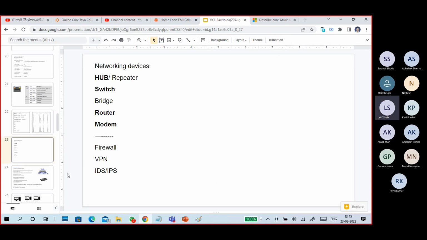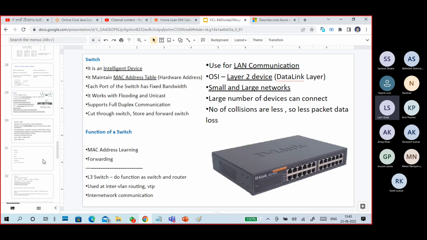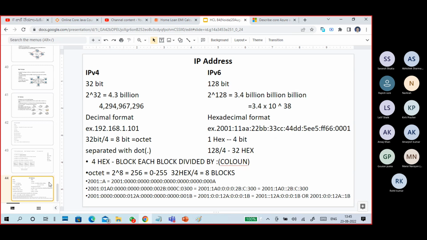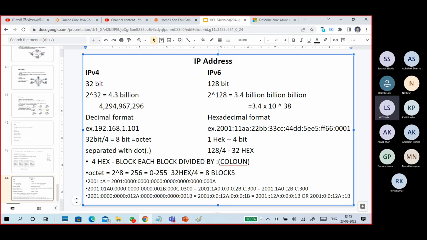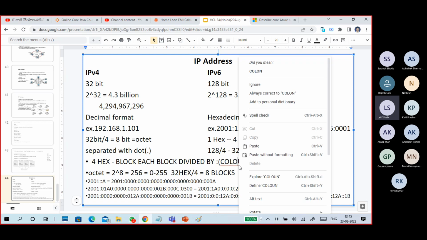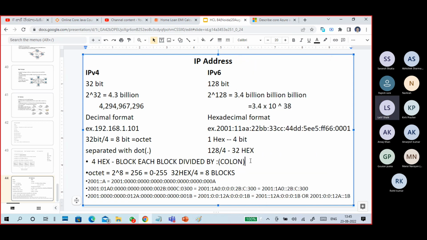So it is a hexadecimal number. Obviously each single hexadecimal digit represents 4 bits. The total bits are 128 divided by 4, so 32 hexadecimal digits are there in a single IPv6 address. 4 hexadecimal digits are called a block, and blocks are divided by a colon.